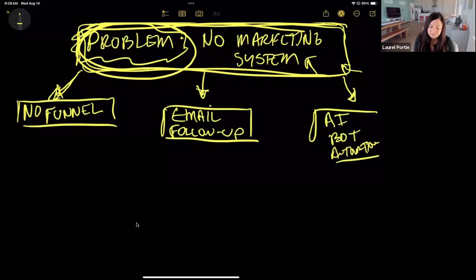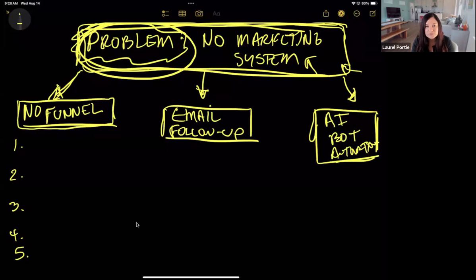And so for her, they don't have a marketing system. And so 3 big problems that are causing this situation is they don't have a funnel, they don't have an email follow-up system in place, and they definitely don't have any AI bot automation that's going to help the follow-up system follow up faster, right? Automation. And so underneath these, because again, we need to dig deeper on the content pieces, okay? So underneath each of these are going to be 3 to 5 micro problems, right?